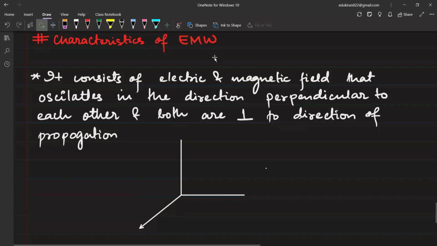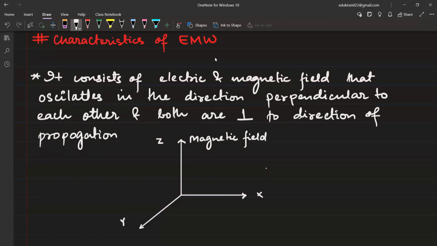Okay, so let us suppose that in one of the field we have the magnetic field. One of the direction, in the Z direction, let's suppose this is X, this is Y, and this is Z. In the Z direction, we have magnetic field. In the Y direction, we have electric field. The Y and Z axis will be perpendicular to each other, and X is the direction of propagation.